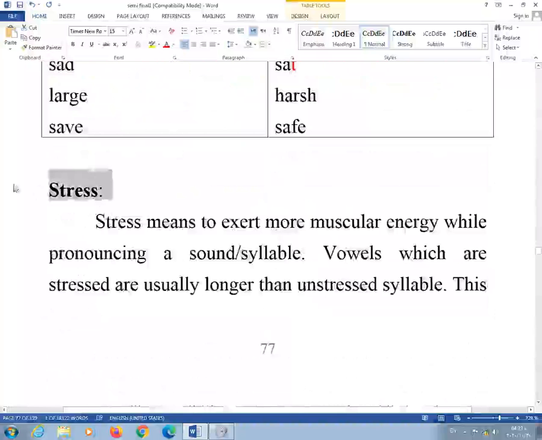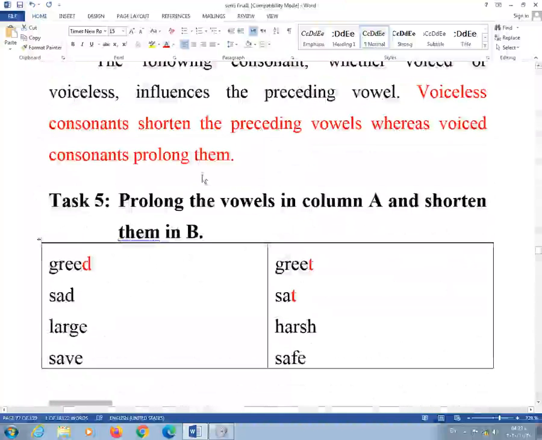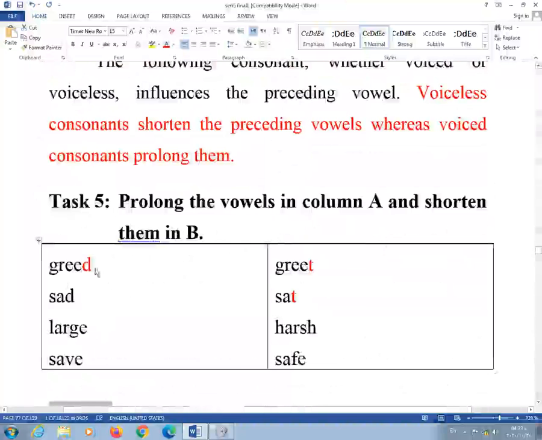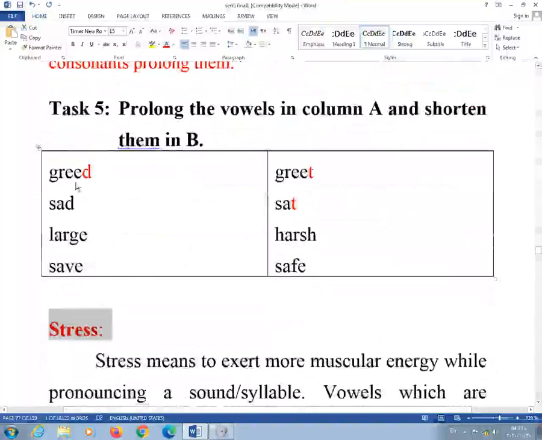Second element, stress. ده برضو اللي بيأثر على طول الفاول. يبقى عندنا أول حاجة the consonant. الكونسونانت اللي بيجي بعد الفاول بيأثر على طوله. Okay. قلنا voiceless consonants shorten the preceding vowel, as you see, and the voiced consonant prolong the preceding vowel. Great طويلة وجريت قصير. Okay.